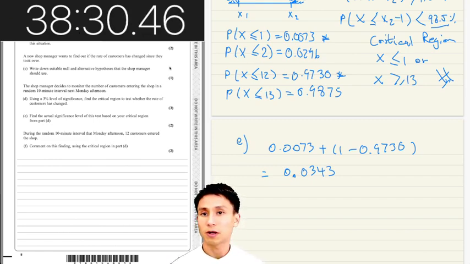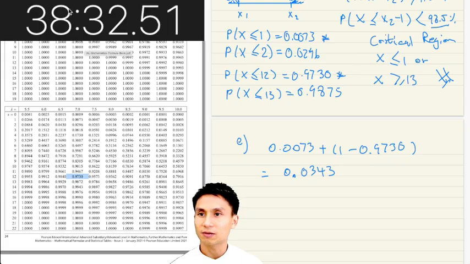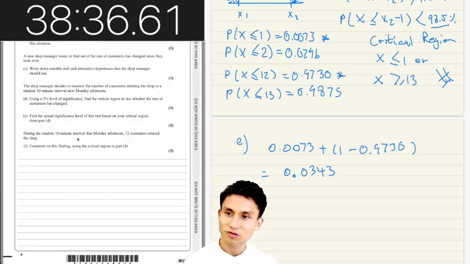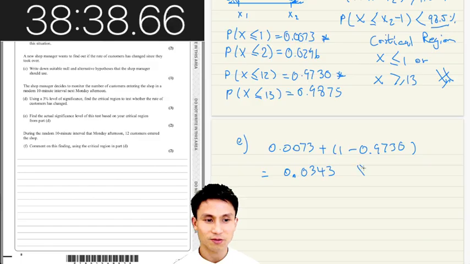Interesting, it's a bit greater than the 3% level of significance there, but I'm just going to take my chances there. All right.